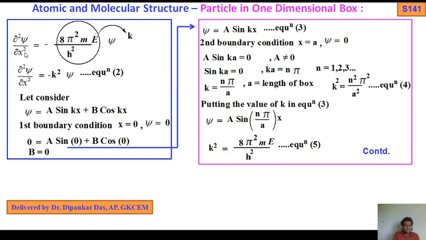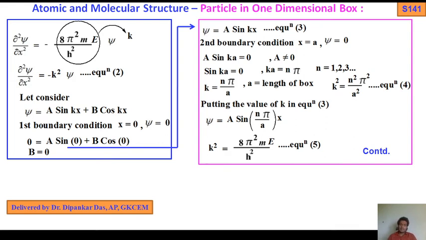Now del square psi by del x square equals, if we move the 8 pi square m term to the right hand side, there will be a negative sign. So 8 pi square m E by h square is equal to, suppose, k square, into psi. So we get del square psi by del x square equals minus k square psi, equation number 2. Let us consider psi equals A sin kx plus B cos kx. By applying the first boundary condition, x equals 0, psi equals 0, we get B equals 0. Finally we get psi equals A sin kx, which is assigned as equation number 3.